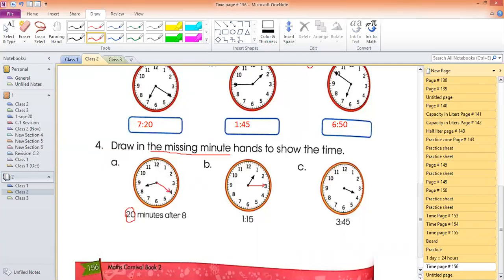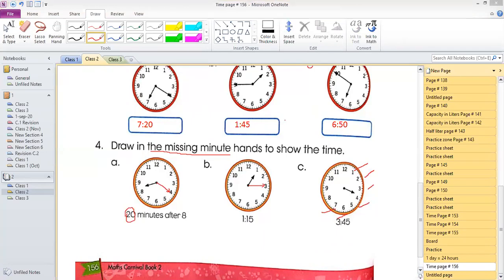Now, guys, the next time is 3:45. So now you have to tell me where I should draw a minute hand. You just have to tell me the number. 1, 2, 3, 4, 5, 6, 7. Which number should I draw a minute hand at? Tell me your answers in the chat box, guys.